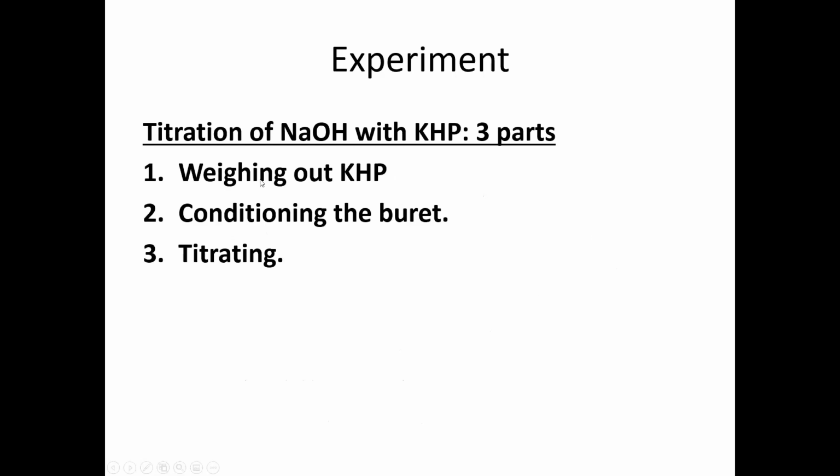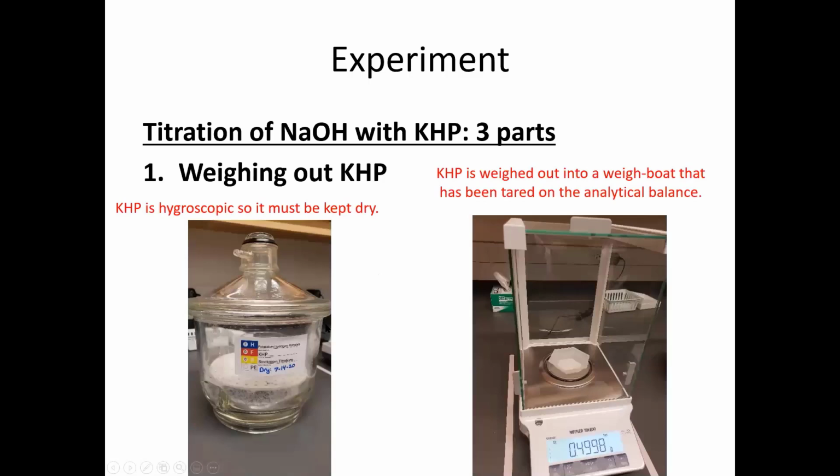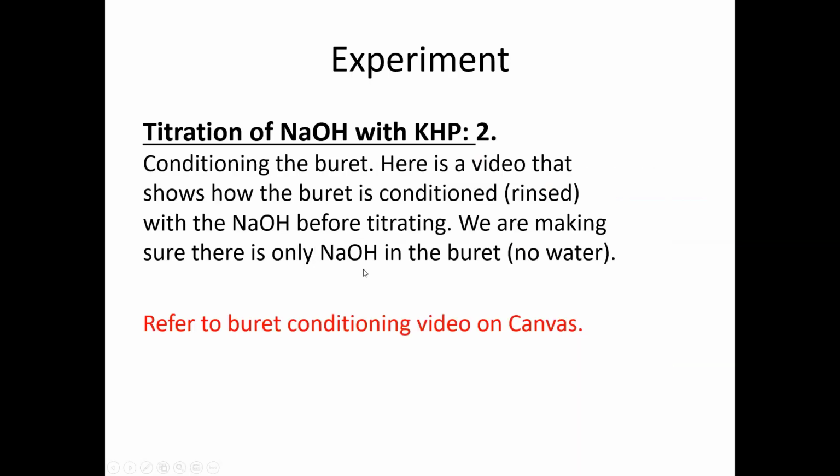In order to do this experiment, there are 3 steps. First is weighing out the KHP, second is conditioning the burette, and then titrating. The first step is weighing out the KHP. The KHP is hygroscopic, so it must be kept in a dry condition. We use a 200 gram analytical balance to measure the weight of KHP. We will measure about half a gram of KHP.